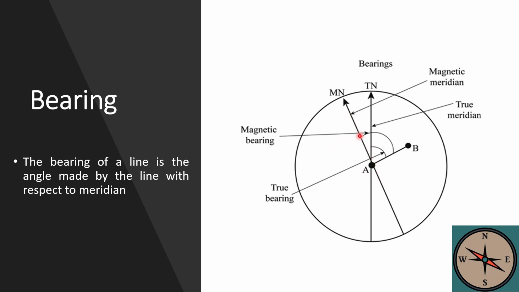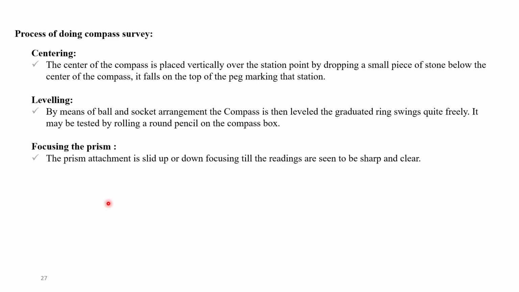The angle measured with respect to a meridian is known as bearing. There is a magnetic bearing and there is a true bearing, and the difference between these two is your magnetic declination. The bearing of a line is the angle made by the line with respect to the meridian. So it is the direction of the line with respect to north. It might be magnetic north or true north.